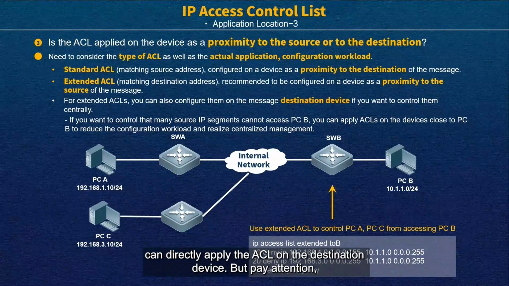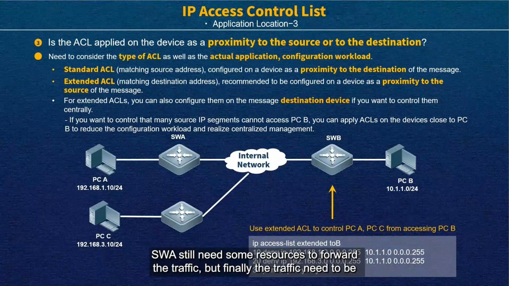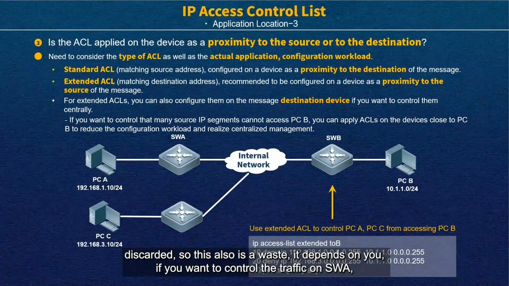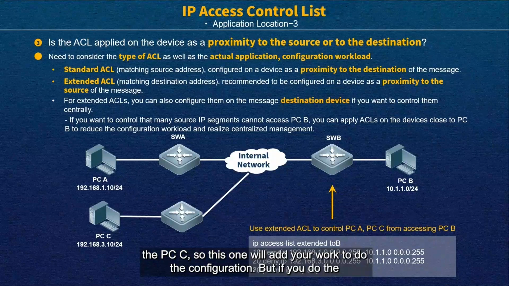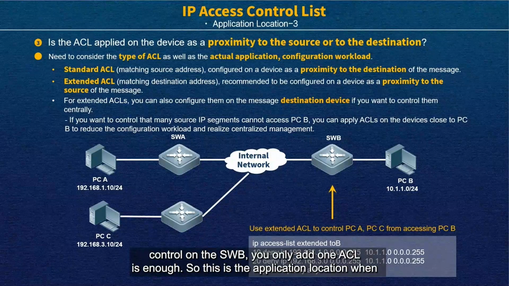So in this scenario, you can directly apply the ACL on the destination device. But pay attention, switch A still needs some resources to forward the traffic, but finally the traffic needs to be discarded, so this is also a waste. It depends on you. If you want to control the traffic on switch A, it can also work. But you also have to add configuration on the other devices connected with PCC, which adds to your configuration work. But if you do the same control on switch B, adding one ACL is enough. So this is the application location.